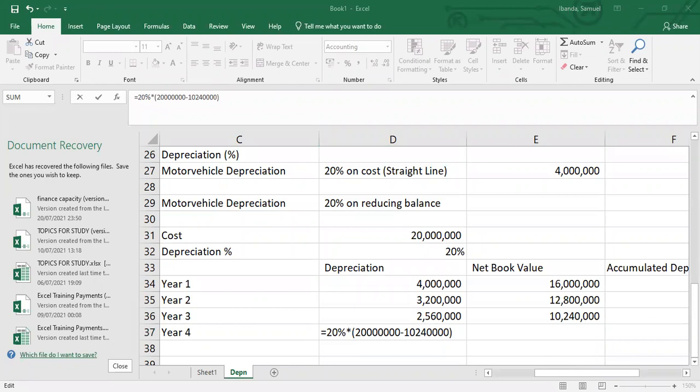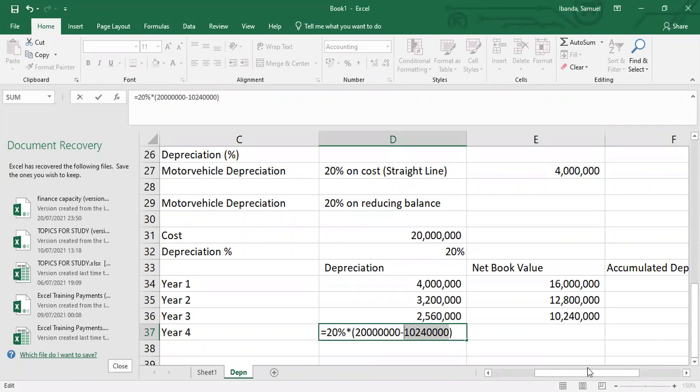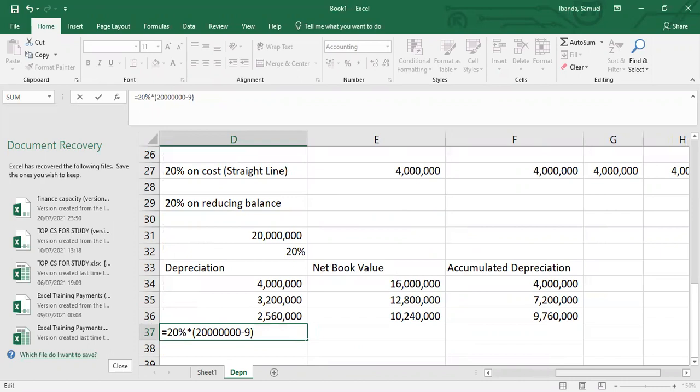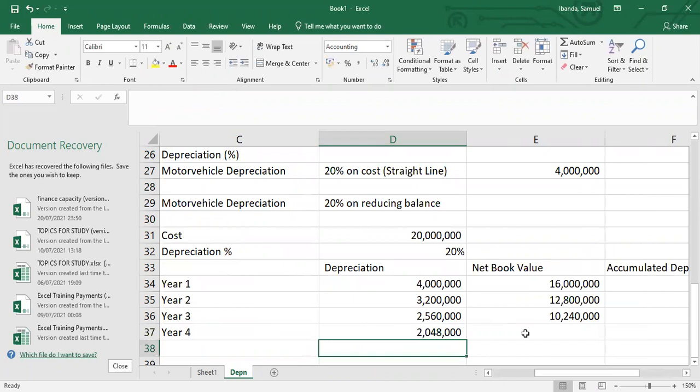Sorry, this is the same thing. Let me just write this. Sorry, this is 9. The accumulated depreciation is 9. I've taken a wrong figure. 9,760,000, like that. So it is the cost minus the accumulated depreciation times the percentage to give us that value.